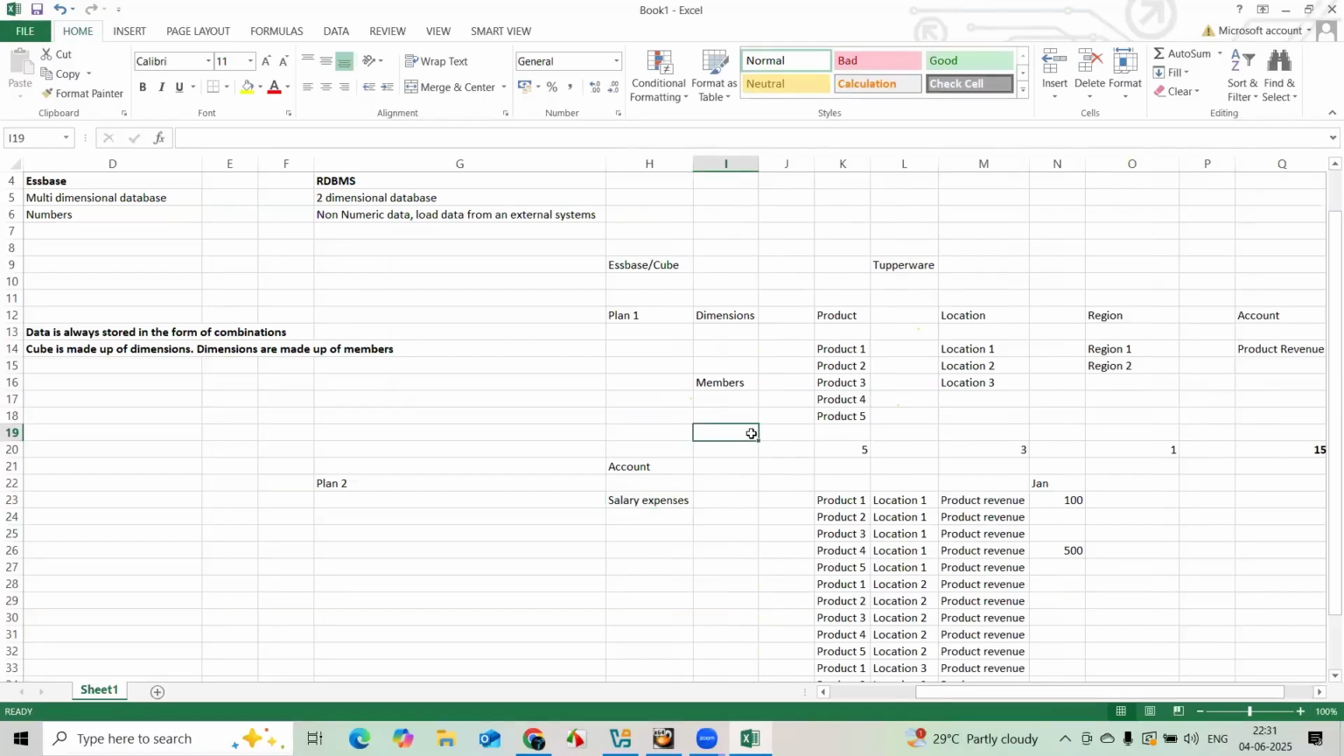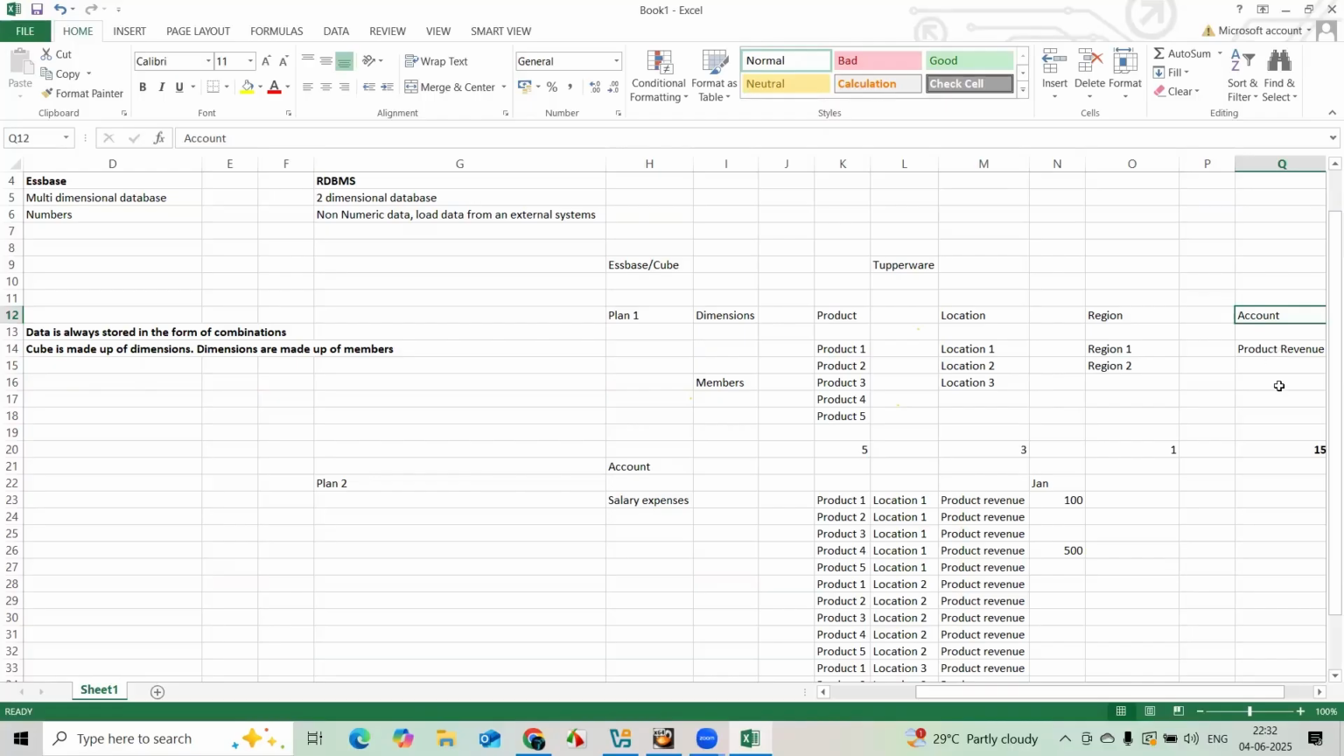So let me tell you this. The account dimension can be common between the two cubes. You will be creating it only once, and you can enable it for multiple cubes. But when it comes to members, they will be accommodated in Essbase separately.